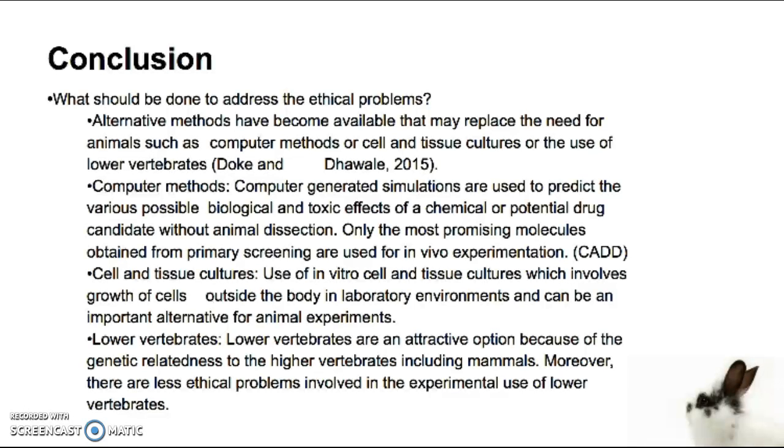Then we have the use of lower vertebrates. This is an attractive option because of the high genetic relatedness to other mammals. This means that there are fewer ethical problems involved in the experimentation because of the use of lower vertebrates. Zebrafish, for example, are an attractive option because of their transparency during early development. This allows for easy visual access to internal anatomy. They can be used for the detection of various toxicological studies of chemicals and pharmaceuticals.